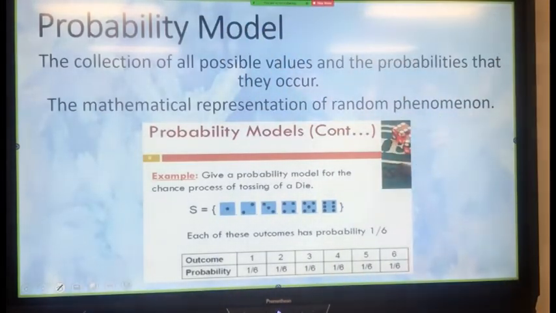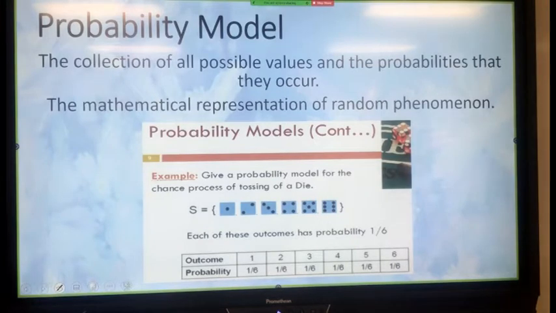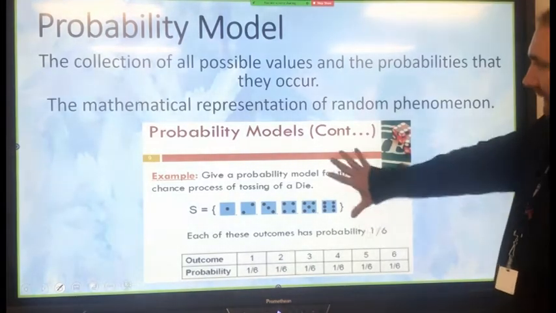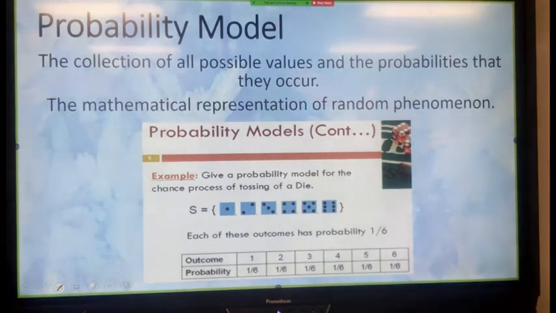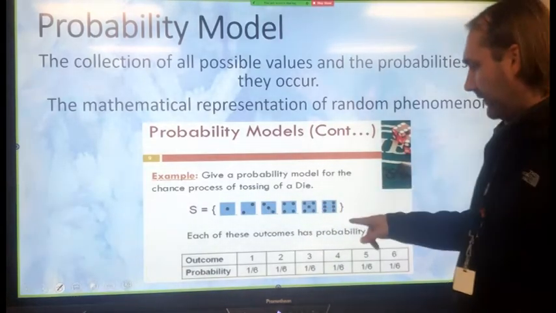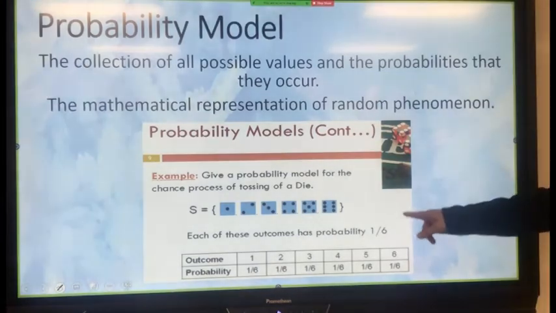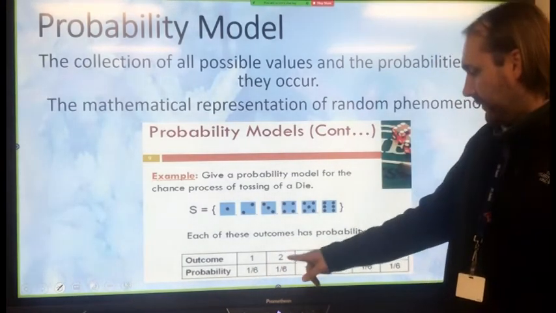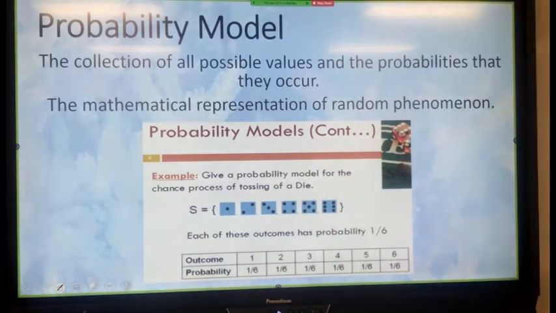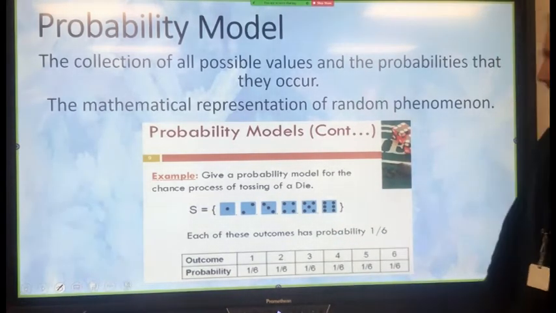All right. Probability model: the collection of all possible values and the probabilities that they occur. The mathematical representation of a random phenomenon. So here's an example of how you would set up a probability model. Give a probability model for the chance process of tossing a die. So I have 1 through 6. Each of these outcomes has a probability of 1/6. So 1 is 1/6, 2 is 1/6, 3, etc. So this is how I would set up a probability model with my outcomes and the probability of those outcomes.